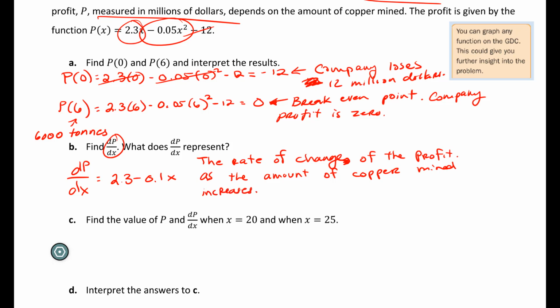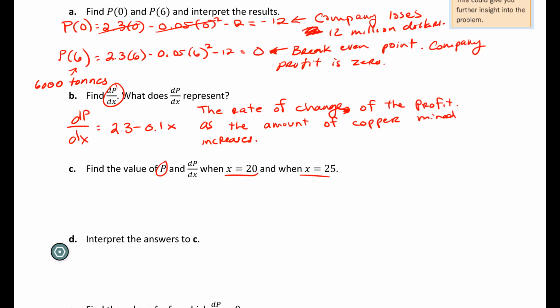Okay, so now let's go ahead and find the value of the profit, P, when x equals 20 and x equals 25. So that's pretty simple. That's just like what we saw in part A. P of 20 is going to be 2.3 times 20 minus 0.05 times 20 squared minus 12. Again, you just need to punch this into the calculator, and this is going to give us the profit in millions of dollars when they mine 20,000 tons of copper, and that is 14.